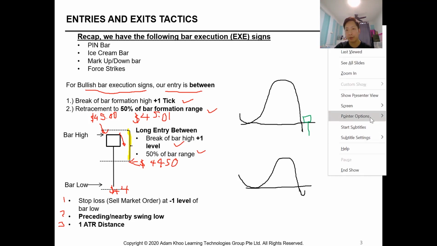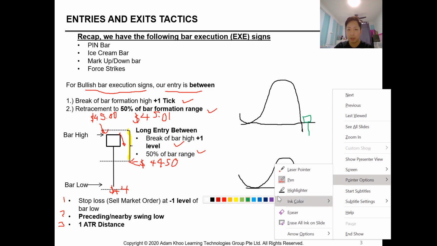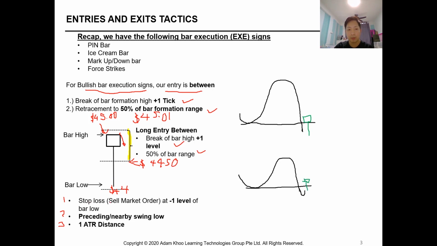Also a false bottom, but right now the bullish EXE forms higher. Okay, so when we say, I'm going to draw in red the stop loss that you're going to put. Let's say we put the stop loss at -1 level of the bar low, which means if the bar low is $44 in this case, you're going to put a stop loss just below the bar.